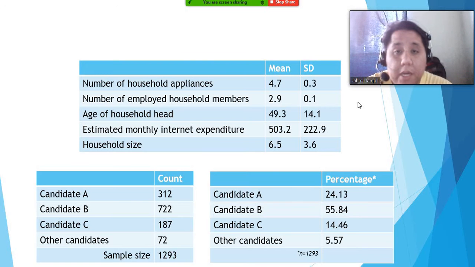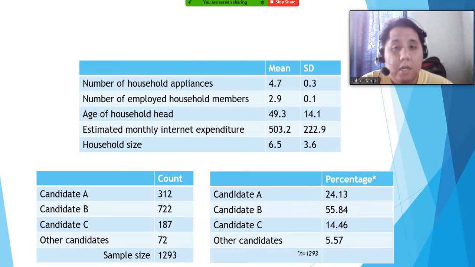So as you can see, we have three simple tables here. The one on top shows the mean and the standard deviation of the number of household appliances, the number of employed household members, and so on. So these tables are merely tabulated. They have the data and they just listed it down in a way that is more organized for easy reading. The same goes for the tables below. Here we are showing the count and the percentage for a certain candidate.